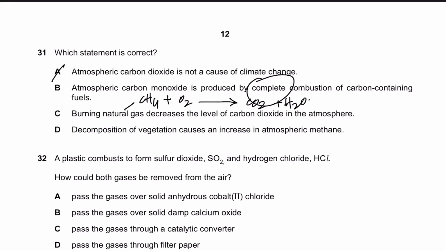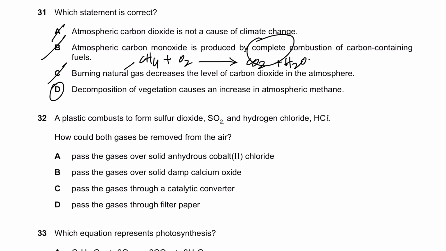That's why there's a war on these fuels. Don't use these fuels, go towards renewable sources of energy. And then D says decomposition of vegetation causes an increase in atmospheric methane. Yes, that's how fossil fuels are formed, from the decay of vegetative matter, right? So we've discussed this. Therefore D is the right option and B and C were wrong.